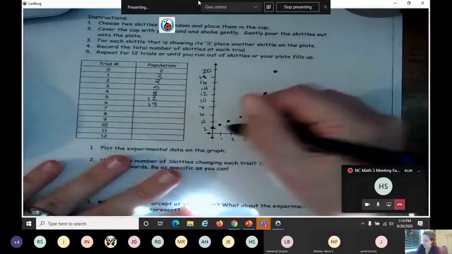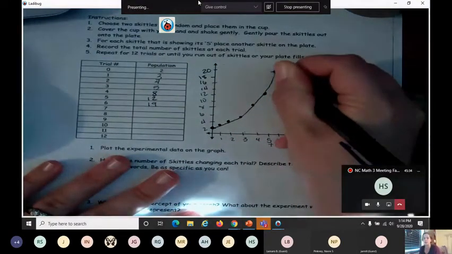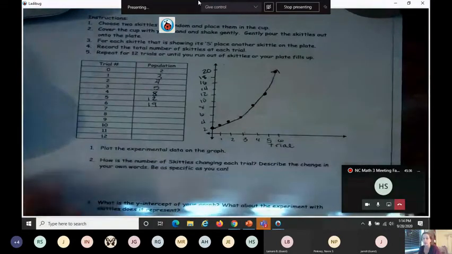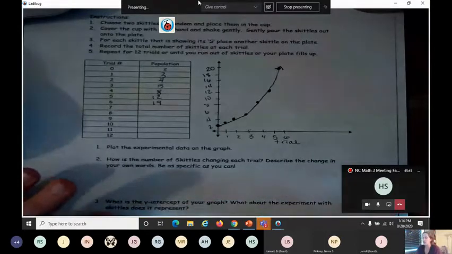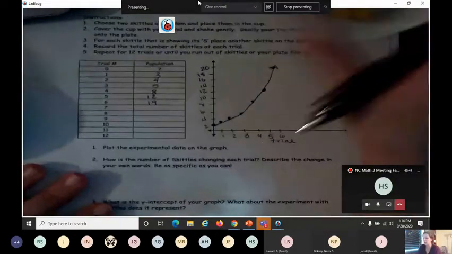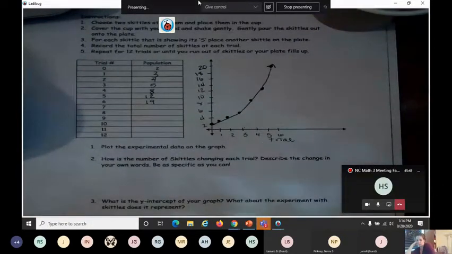So do you guys see how at first it kind of rises up slowly, and then it just kind of rockets up? Okay, that is the definition of an exponential function. Okay, why do you guys think we got so many more at the end? Does anybody have an idea? Because there was more Skittles, so the chances of M facing O increased.